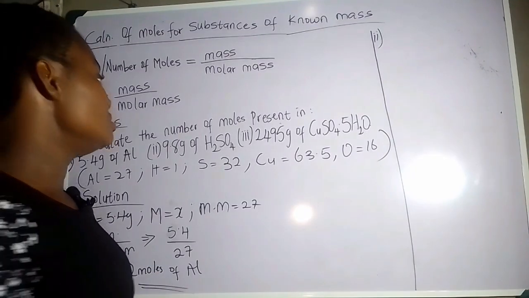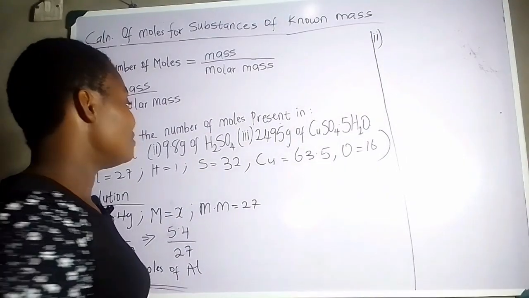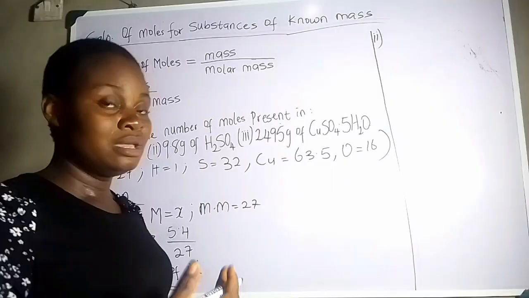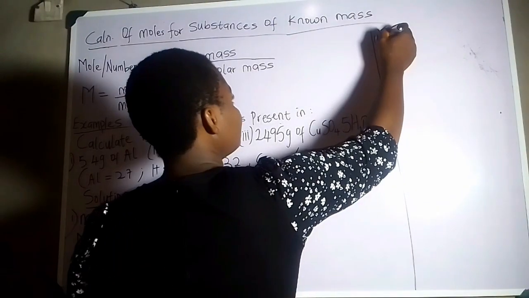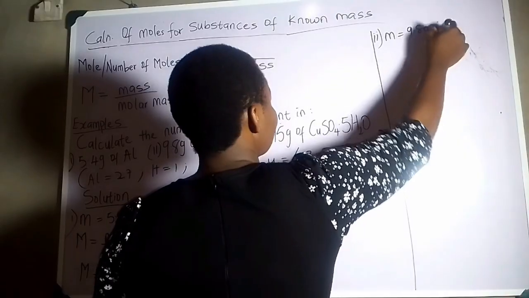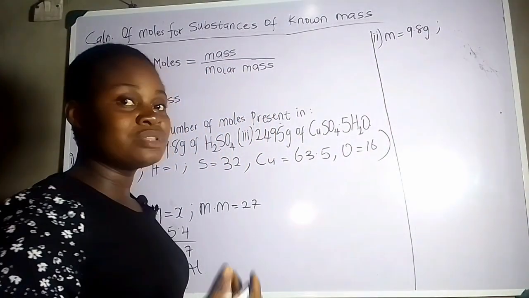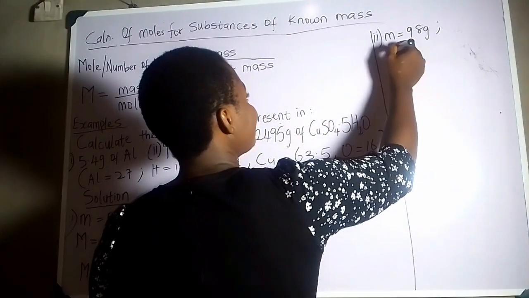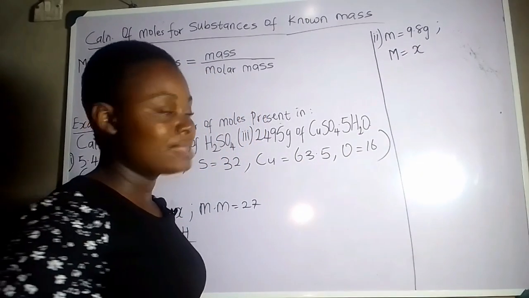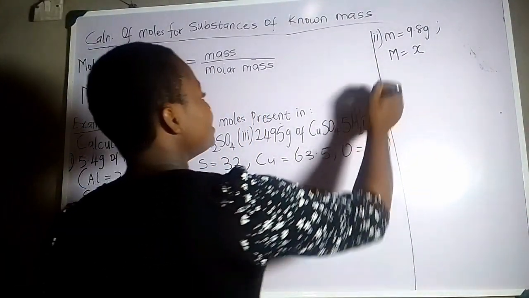Calculate the number of moles in 9.8 gram of H2SO4. They have given us the gram already. Now we write the mass as 9.8 gram. Calculate the number of moles. We do not know our moles, so I'll call our mole X. Now we calculate the molar mass.